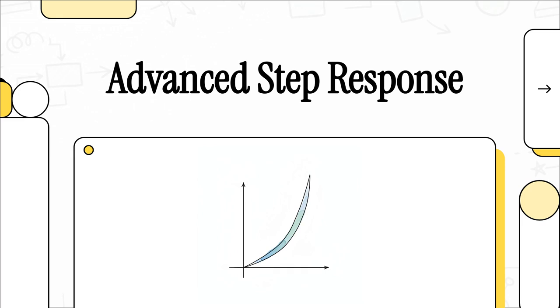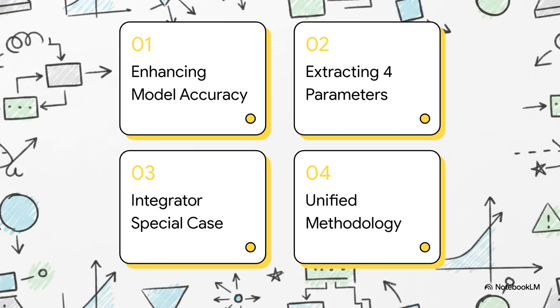Let's get into it. All right, here is our roadmap for this explainer. 1. Enhancing model accuracy. 2. Extracting 4 parameters. 3. The integrator special case. And finally, 4. Unified identification methodology.